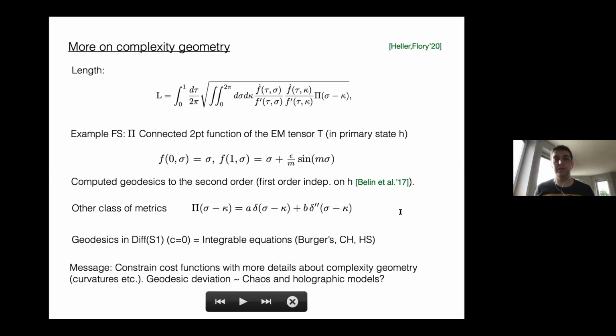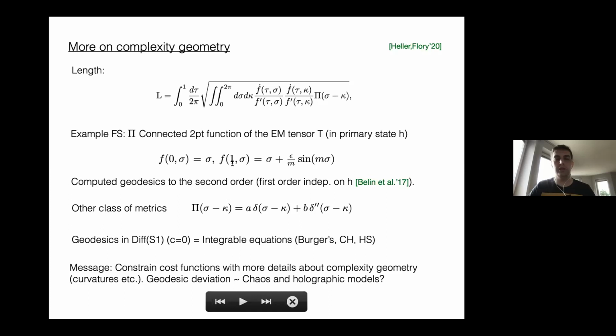And finally, there was a very nice work by Michał and Mario that generalized these approaches of maybe introducing some metrics in terms of two-point functions in the group. First, actually, they looked at the Fubini study metric for a particular example, and they noticed that you can go beyond the linear order.